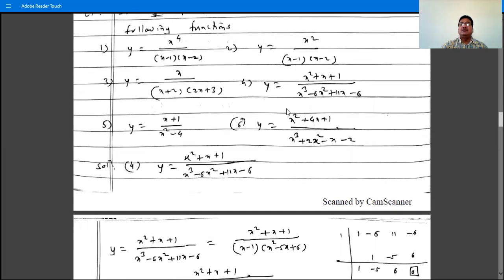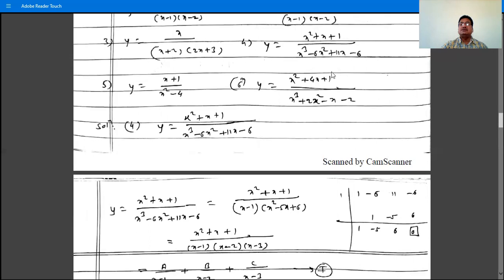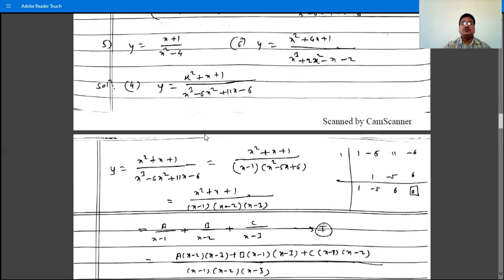Now we'll solve the fourth number problem. Y is equal to x square plus x divided by x cube minus 6x square plus 11x minus 6. So first reduce this function as a sum of partial fractions. So we know the topic, integration by partial fractions. So we have to reduce this into the sum of partial fractions. So what is the procedure?